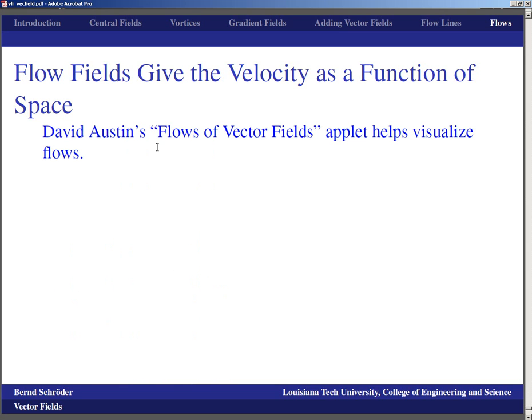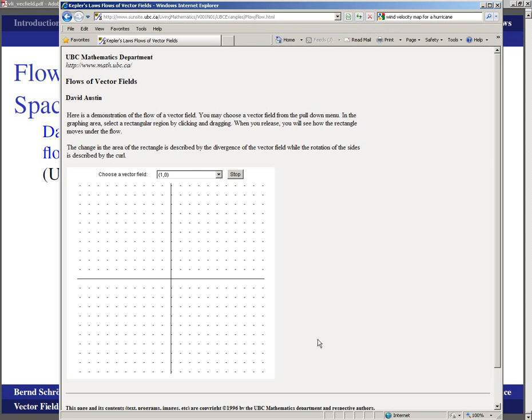Okay, and so finally, David Austin's applet, flows of vector fields, which I can use with his permission. I emailed him and he was nice enough to let me do that. It can also help visualize flows. This applet just has a variety of vector fields. For example, here we've got a very simple vector field, which is just (1, 0), so everything just goes in the x direction at uniform speed 1. And in this applet, you can actually put something into the flow and look at how the mass, the sample particles, if you will, that you put into that flow, how those things behave.